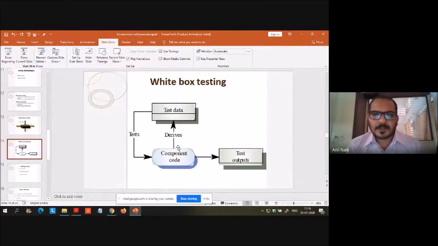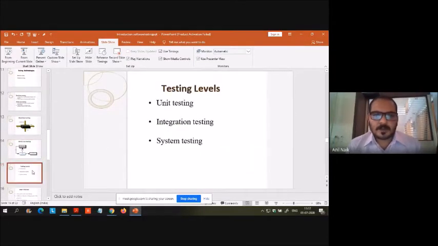In white box testing, we need to analyze the code to test the software. We'll discuss all these concepts in detail in your second and third chapters.